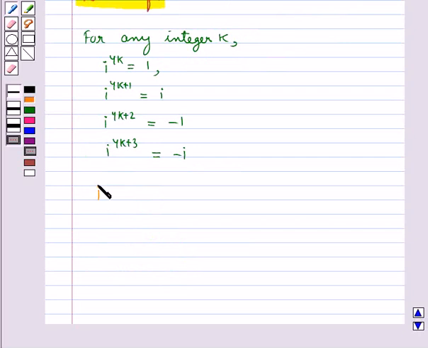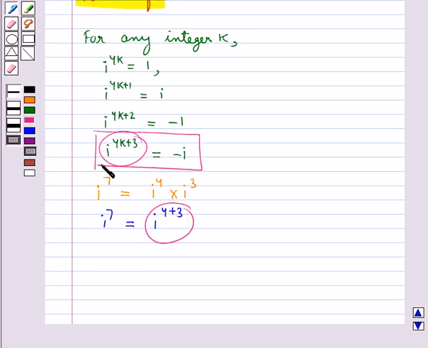Now, let's try and evaluate i to the power 7. This can be written as i to the power 4 multiplied by i to the power 3. That is, we have i to the power 7 is equal to i to the power 4 + 3. Now, this is of the form i to the power 4k + 3. Now, we know that i to the power 4k + 3 is equal to −i. So, i to the power 7 is equal to −i.